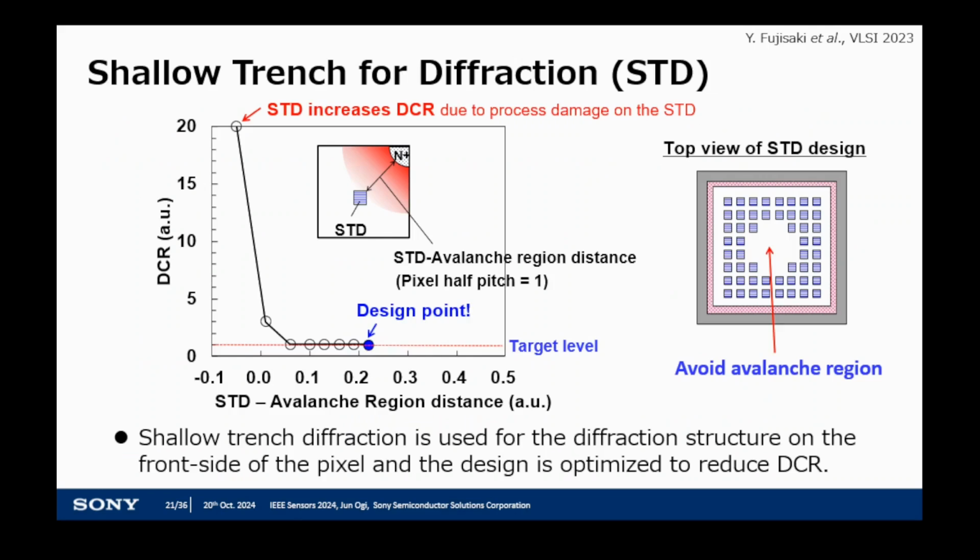However, the shallow trench for diffraction induces damage on the silicon surface during the fabrication process. This figure shows the measured dark count rate versus the distance between the shallow trench for diffraction and the multiplication region. The dark count rate increases rapidly with a small distance because of the induced damage. For this reason, they optimized the shallow trench diffraction design to avoid the avalanche region to suppress the dark count rate increase.